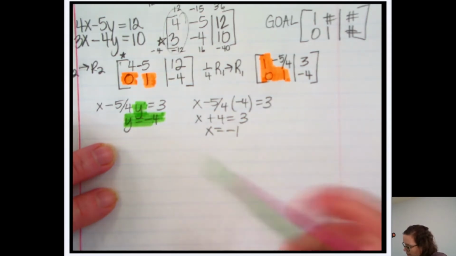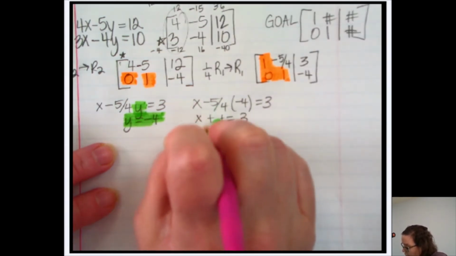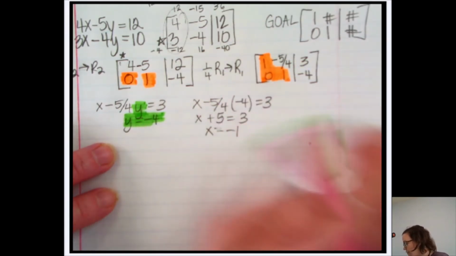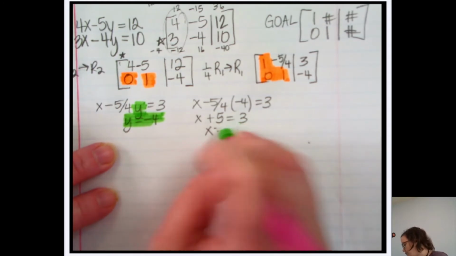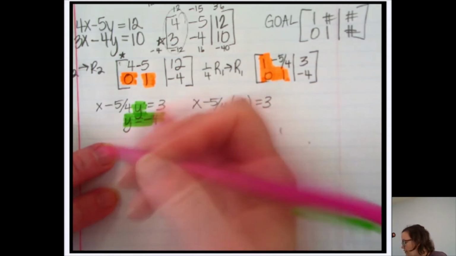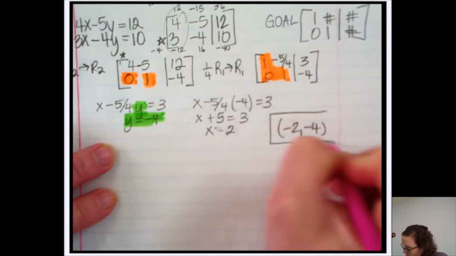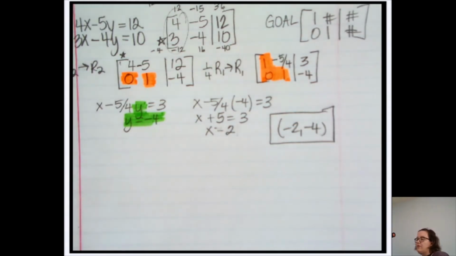Did I mess up there? Nope. So 5/4 times 4 is 5, and if we subtract 5, we get -2. So our answer is -2, -4. So that's how you do it with 2 variables. And again, that would not ever be your fastest way to do it, but it is a method that works.